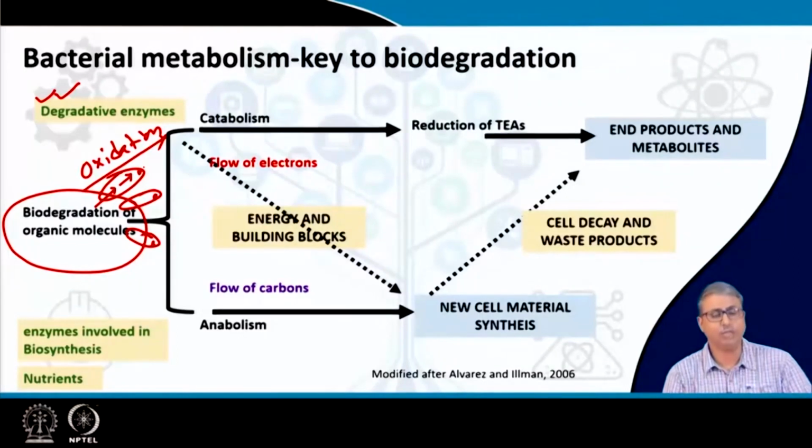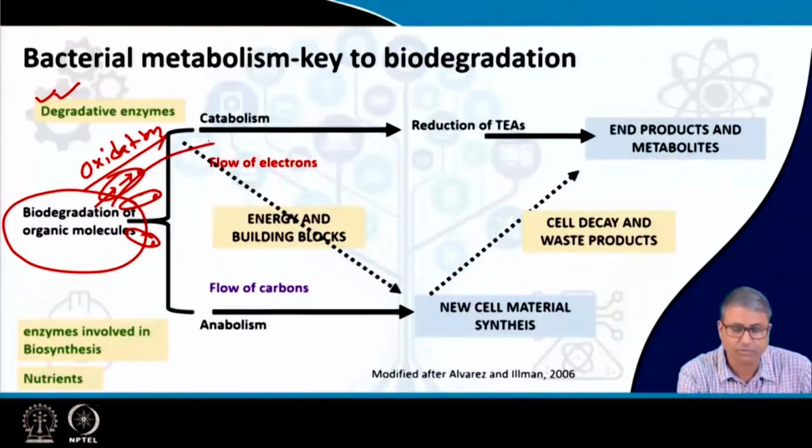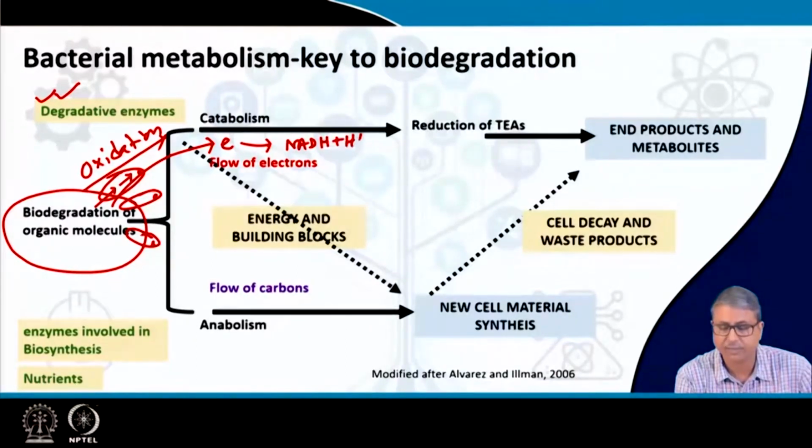So, the molecule will be broken down, it will be oxidized. During this oxidation process the electrons will be taken out, and these electrons will be given to an electron carrier like NAD. So, NAD plus will take the electrons and produce NADH plus H plus, or they will produce NADPH, or they will produce FADH2.